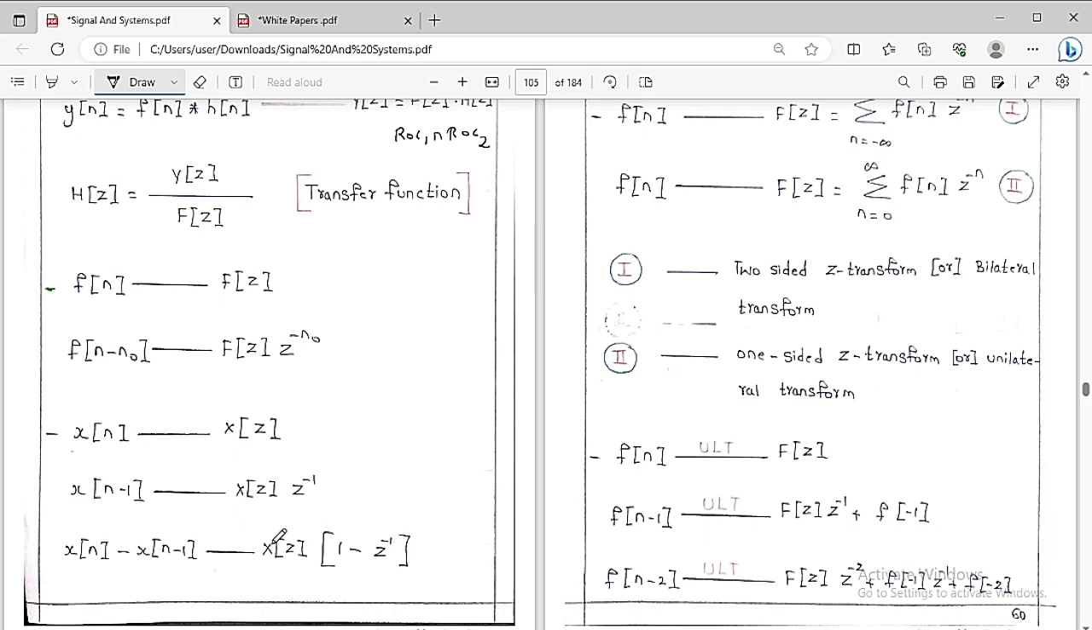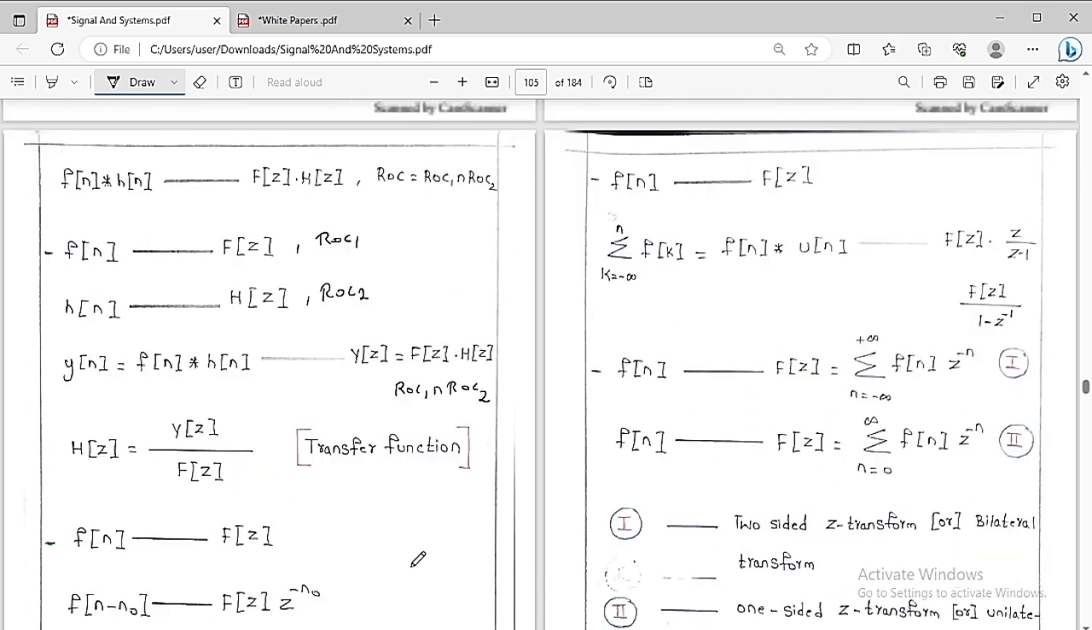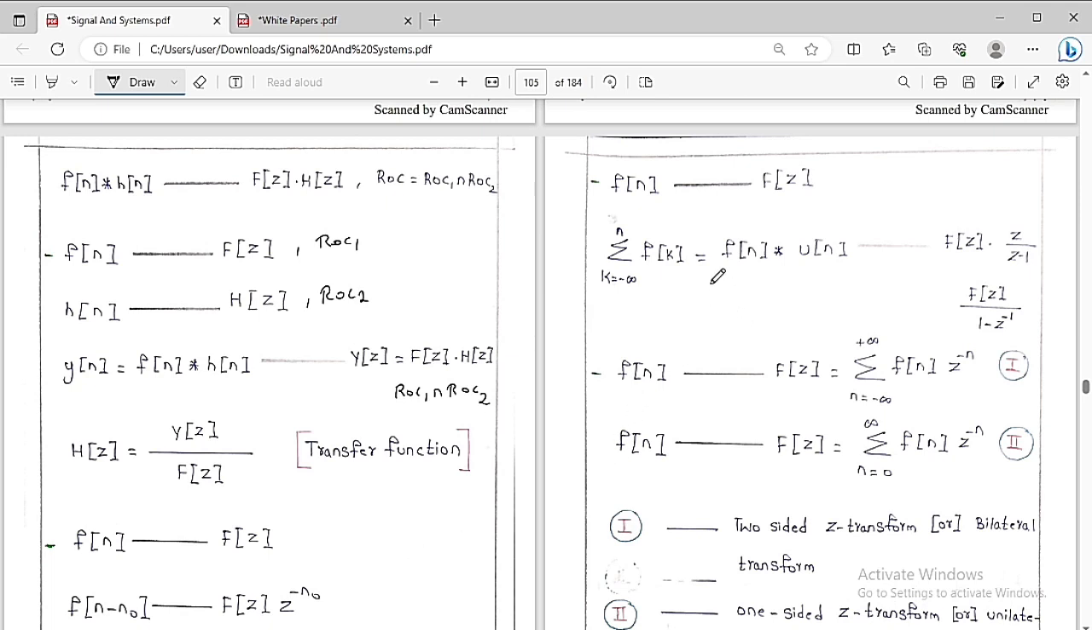So this one you always have to keep in mind. If f of n has the z transform f of z, then f of n minus n naught has the z transform z to the power of minus n naught into f of z. I already told you how to remember it. Now let's go for another formula.